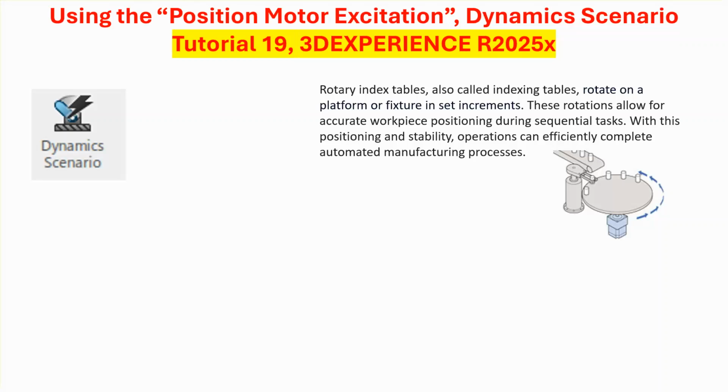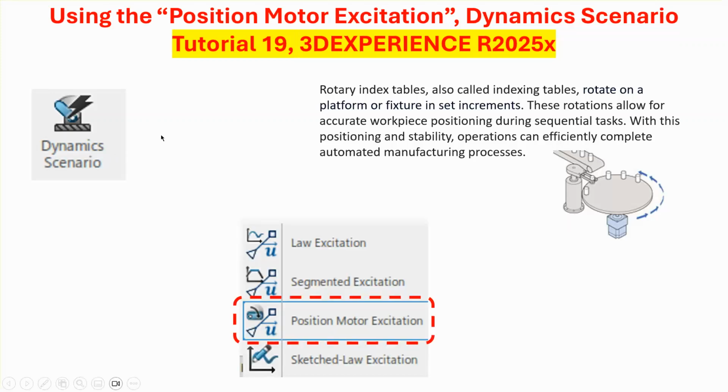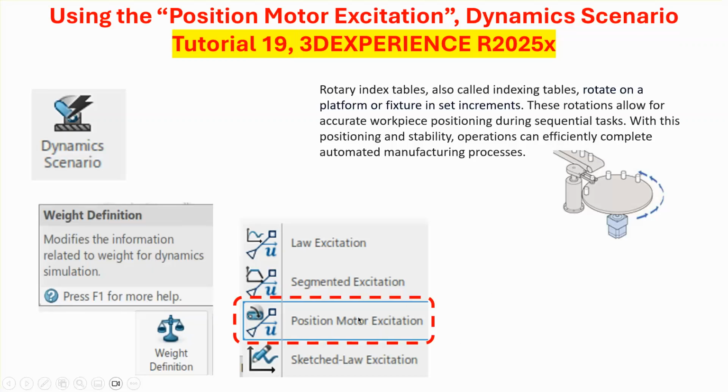Stepping motor, for example. Now you need to be in dynamic scenario because this is available only if you're in dynamic scenario stage, and that's where we have the icon position motor excitation. I already had tutorials on law excitation, segmented excitation, and sketched law excitation, but now position motor excitation.